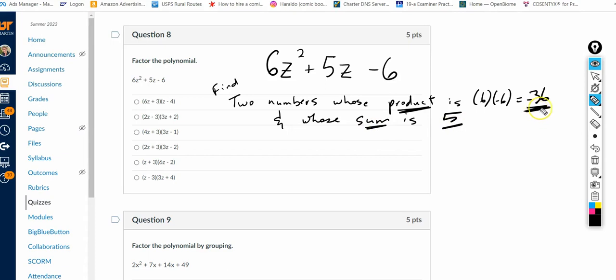Well, I know 36 is 9 times 4. So I want -36, but I want them to add up to be 5 at the same time. So +9 times -4 is -36, and +9 plus -4 is +5. So I have found my 2 numbers. My 2 numbers are +9 and -4.